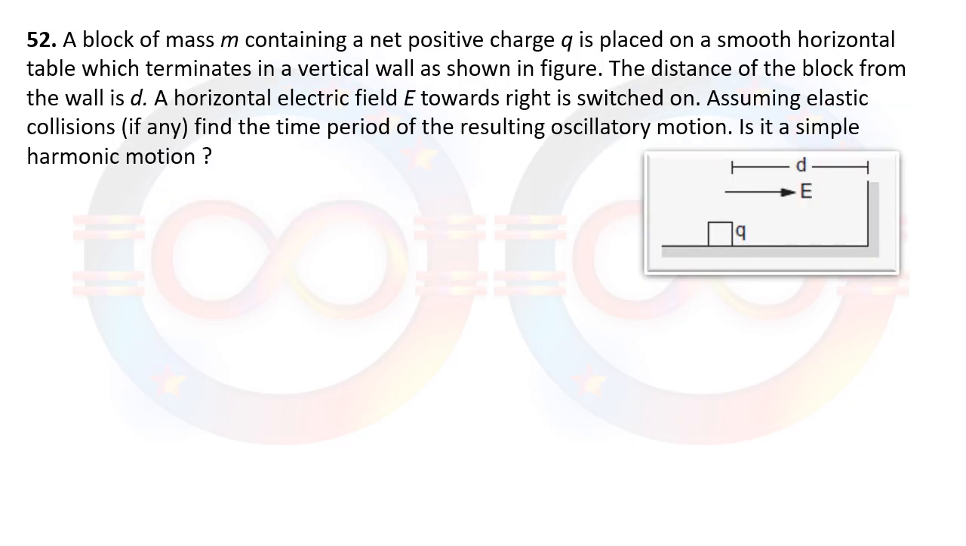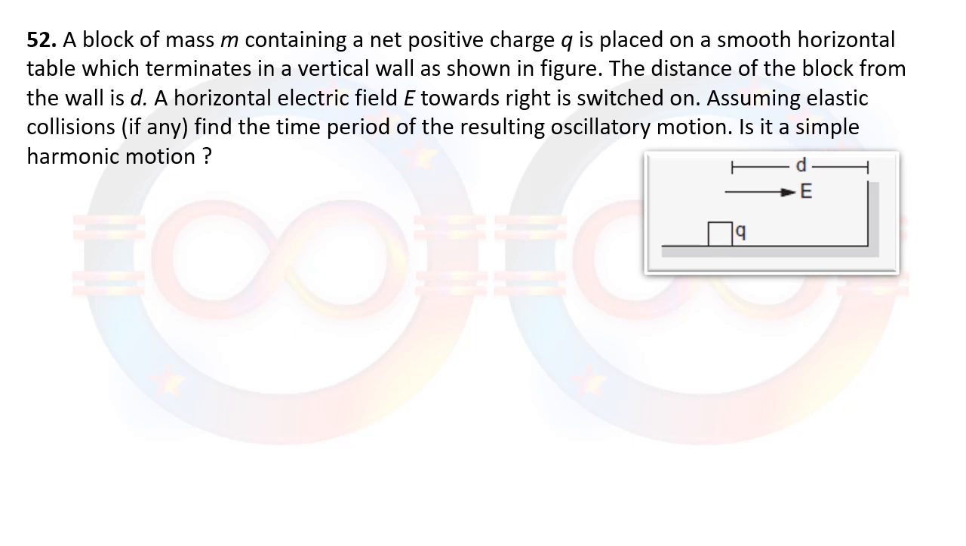Question number 52. There is a charge Q which is placed on a smooth horizontal table, and in front of it there is a vertical wall. The electric field is switched on in that direction towards the wall. The distance is given, d. Now the question is, assuming elastic collision, find the time period of the resulting oscillatory motion. Is it a simple harmonic motion?